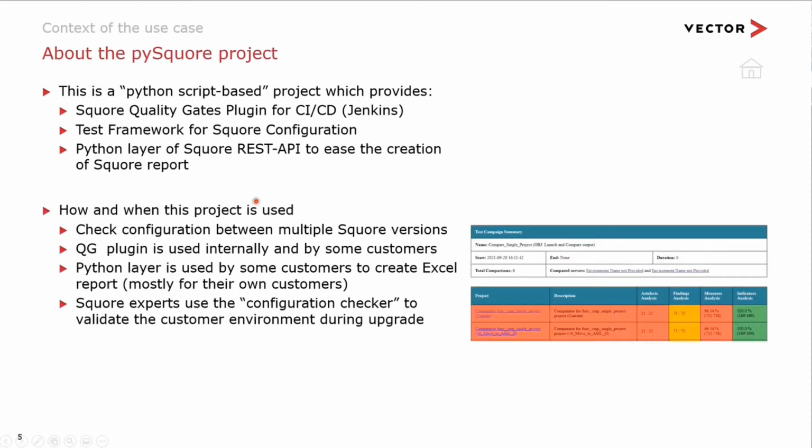So this project is used by some customers. It's used also by some Squore experts, and we basically use this framework to validate the configuration upgrade during a new delivery of the product. It's not really important exactly what it does. What is important is that this is a real project, a small one, around 5,000 lines of code. But we tried to have a clear process of development around this product as you would have in your context.